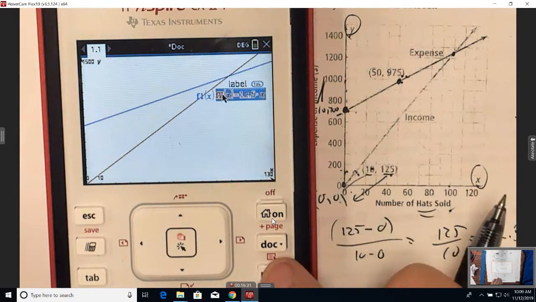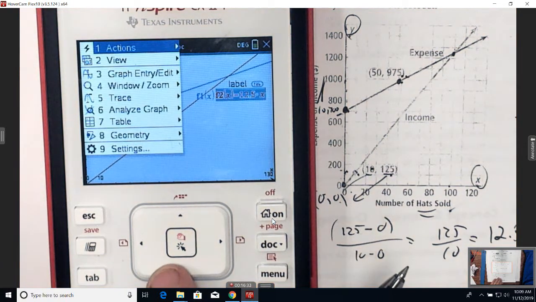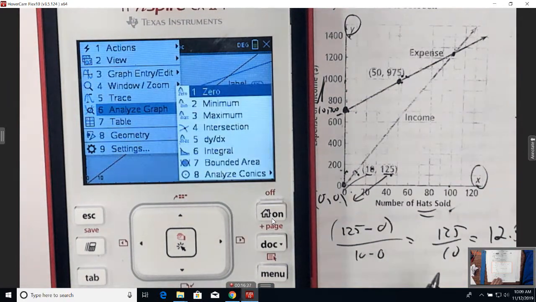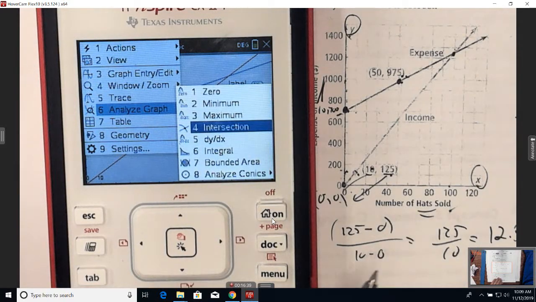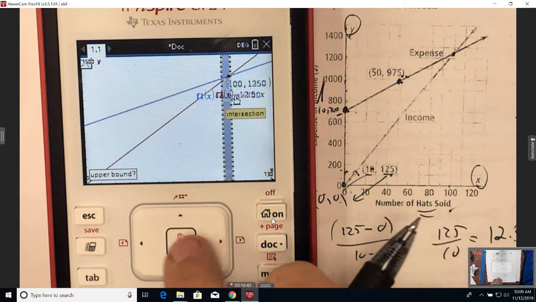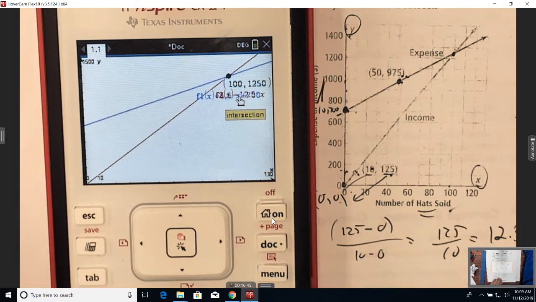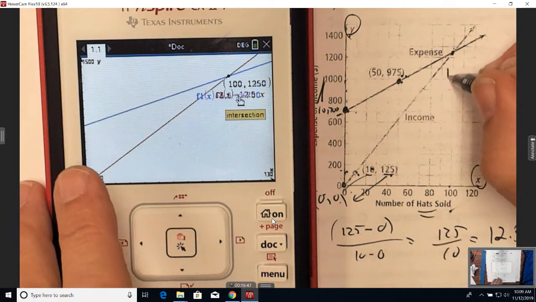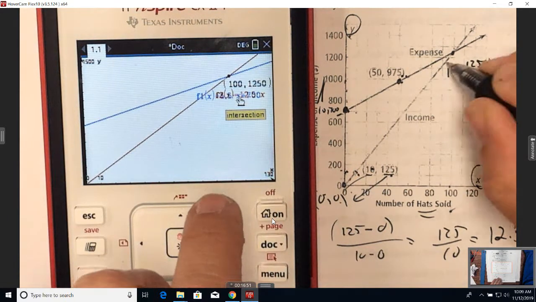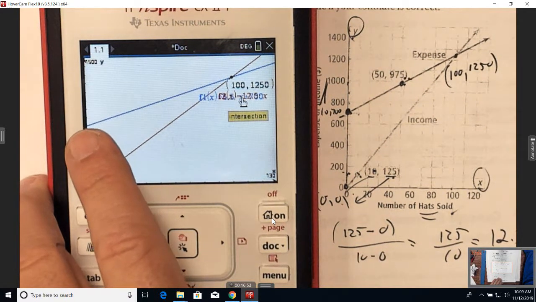So where is that break-even point? So go to Menu. To find out where they cross, I analyze graph and find the intersection. Move that to the left of the intersection, hit Enter. Move it to the right, hit Enter. So where does that cross? It crosses exactly at 100 and 1250, which means what?